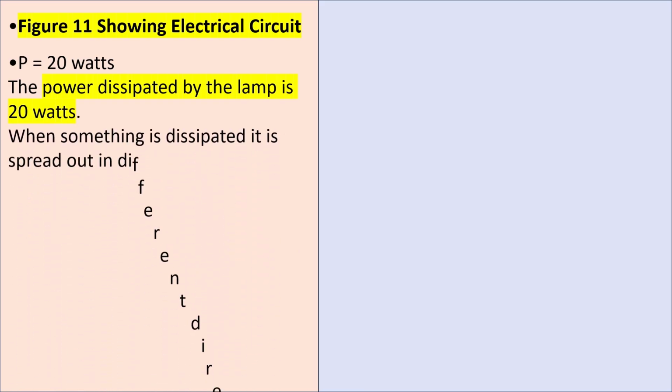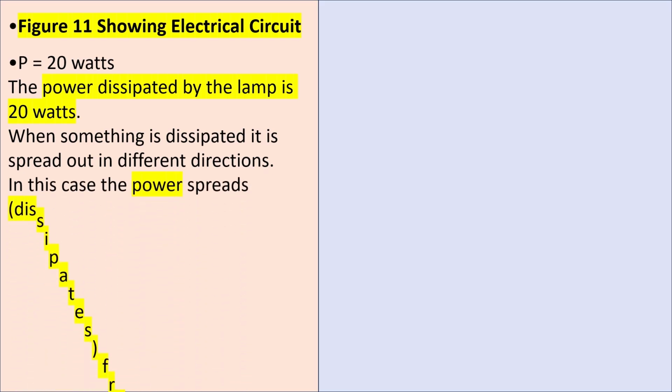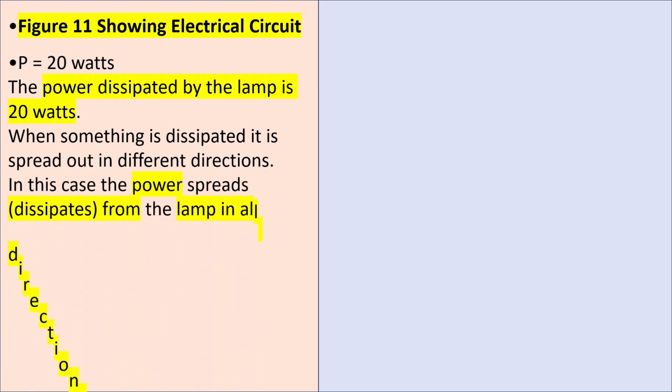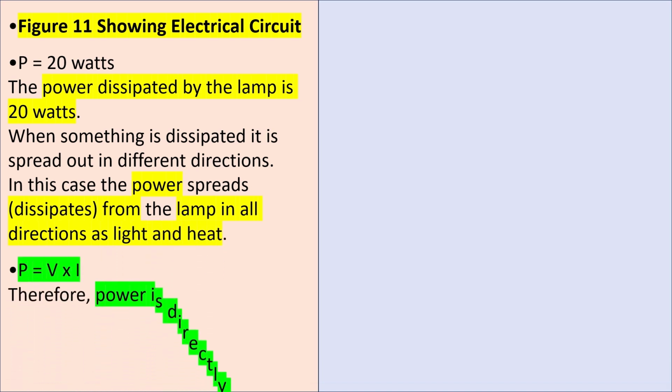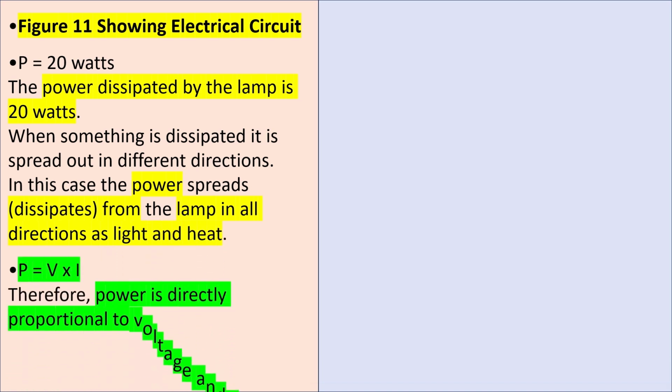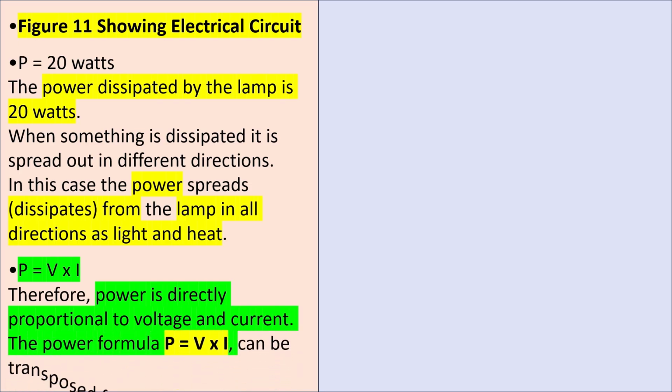When something is dissipated, it is spread out in different directions. This is the case. The power dissipates from the lamp in all directions as light and heat. P is equal to V times I. Therefore, power is directly proportional to the voltage and current. The power formula P equals V times I can be transposed for V and I.